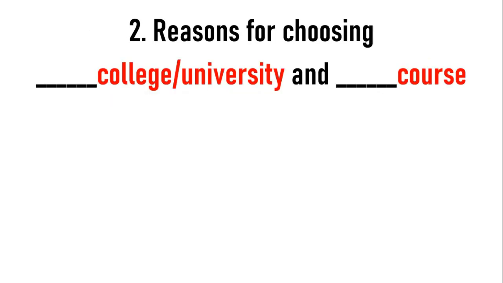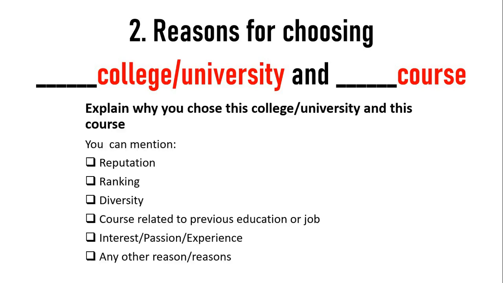Second key point is reasons for choosing your college or university and your course. In this key point, you will explain why you chose this particular college or university and this particular course. In this, you can mention points such as the reputation of the university or college, or you can talk about the high ranking of the college. You can mention the student diversity as well. Regarding the choice of course, you can state that the course is related to your previous education or job, or you have an interest in this field or it's your passion, or it can be any other reason that made you choose this college and this course.